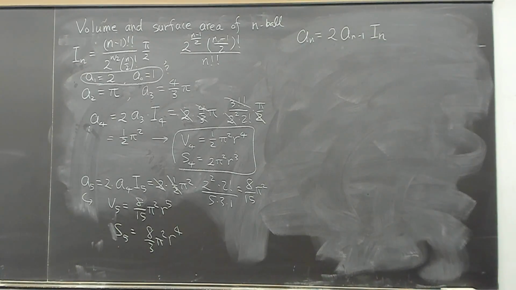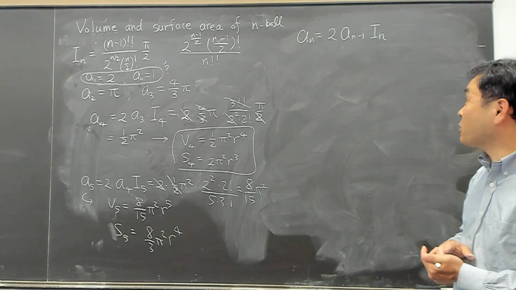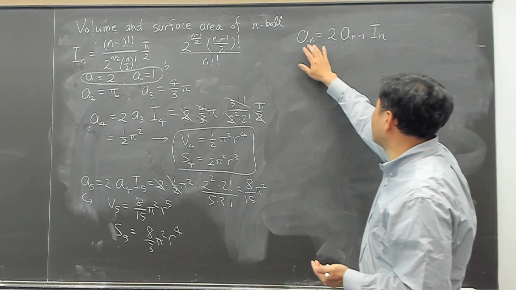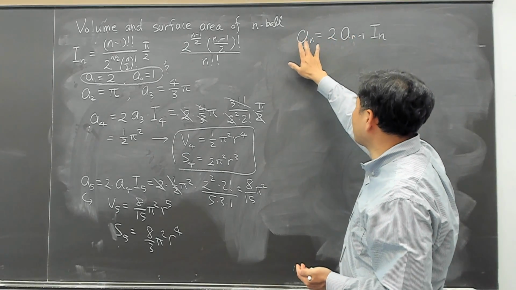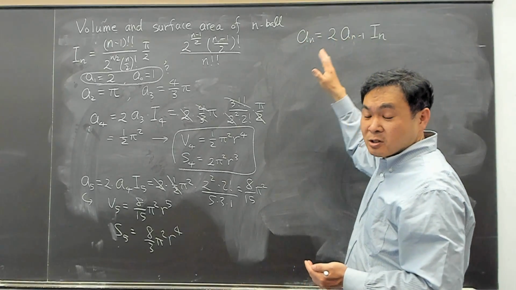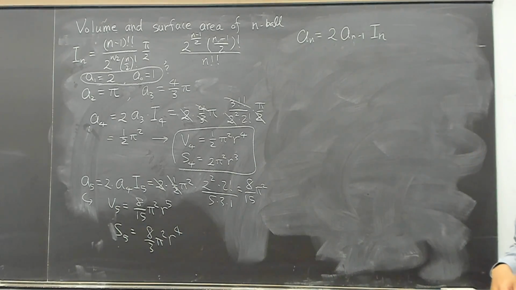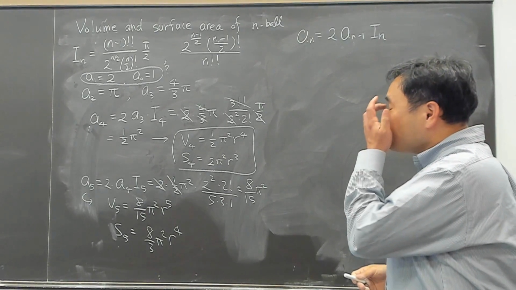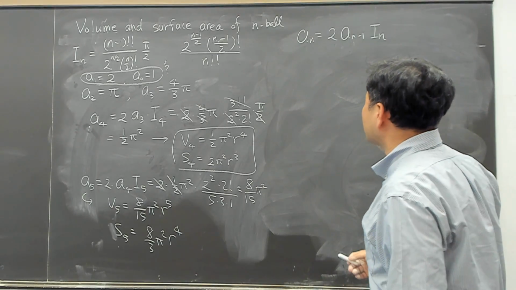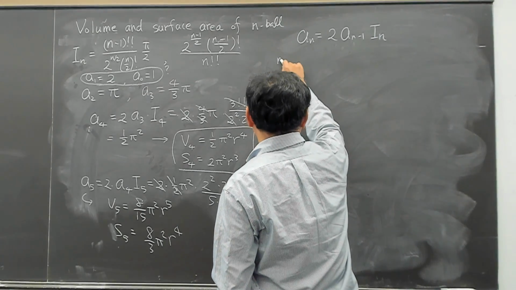So what I want to do is show you a recursion not between A_n and A_{n-1}, but between A_n and A_{n-2}, because that'll be a lot simpler to write, and once we have that, then we can find the general formula, right? Okay, so let's try that. So let's start with n even.